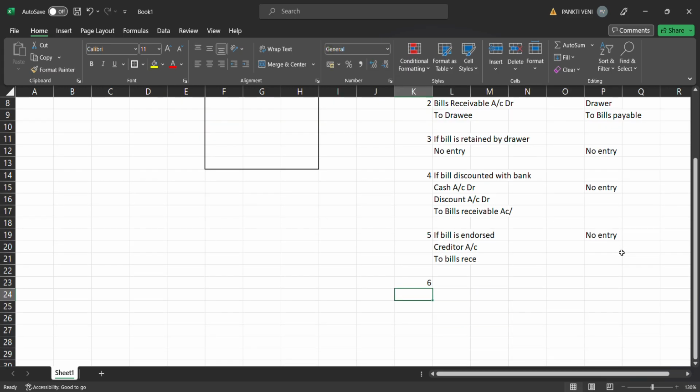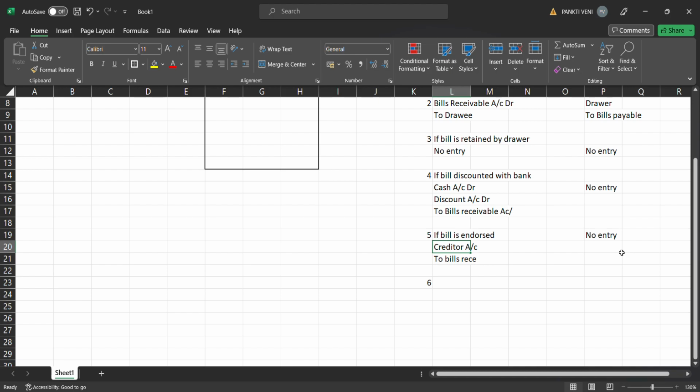Now I have one more, sixth point. Now suppose when I'm endorsing, it can be like a 10,000 bill I'm paying to the supplier, and more 5,000 I was supposed to pay. So more 5,000 also I'll pay. So it will be creditor debit, to bills receivable, to cash.